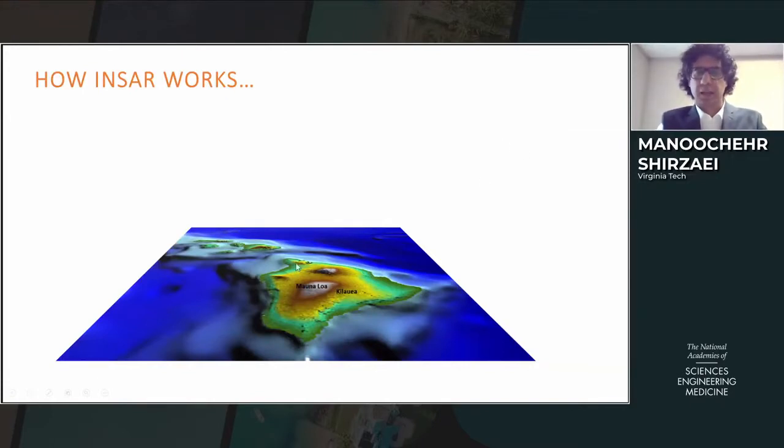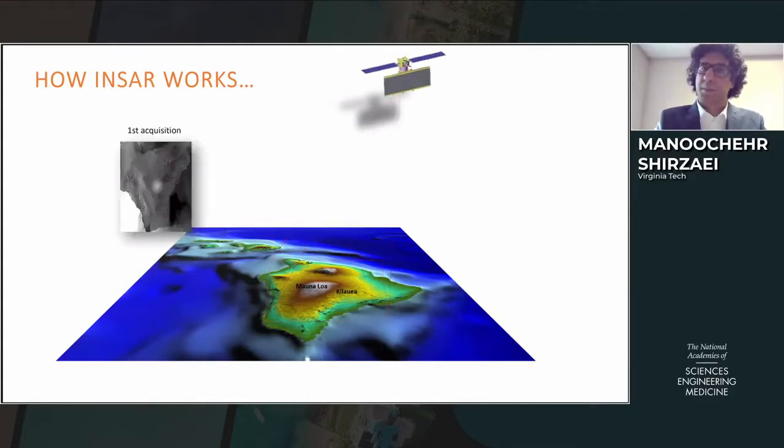So think about this island. This is Hawaii Island. Comprises two main volcanoes, Mauna Loa and Kilauea. Kilauea is among the most active volcanoes in the world. You want to monitor this volcanic island with SAR interferometry. So a satellite flies over the area, transmits the signal, collects the backscatter radar signal, and generates this SAR image. Then it goes around the Earth and comes back some time later at a location which is close to the first one, but never the same, transmits this radar signal, collects the backscatter and generates the second.